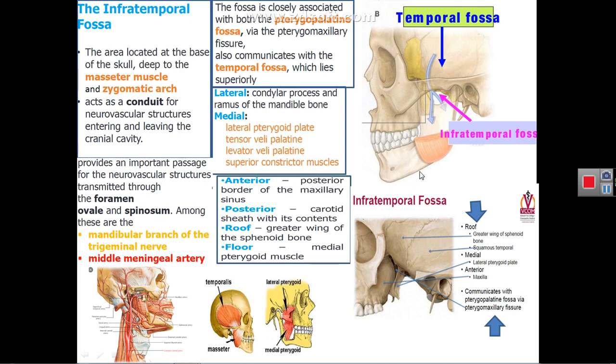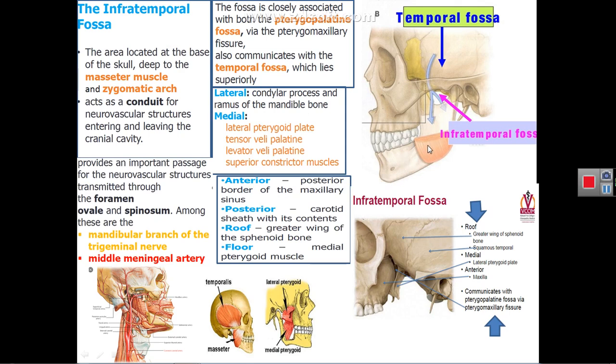Now we will say that the infratemporal fossa not only communicates with the temporal fossa via the space deep to the zygomatic arch, but also communicates with the middle cranial fossa via foramen ovale and foramen spinosum at the base of the skull. And also the infratemporal fossa communicates with the pterygopalatine fossa via the pterygomaxillary fissure. Therefore, the boundaries of the infratemporal fossa are the following.